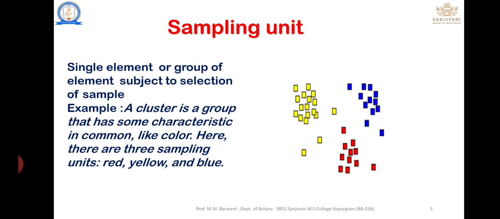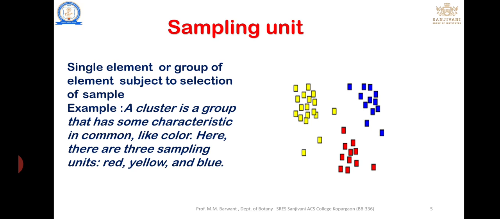The next point is the sampling unit. A single element or a group of elements subject to selection in a sample is known as a sampling unit. For example, a unit is a parameter, like when we take sugar the parameter is a kg. In the same manner, samples are taken in a sampling unit. For example, we select one student from your class. That is our sampling unit, or the group of students selected from your class is one type of sampling unit.